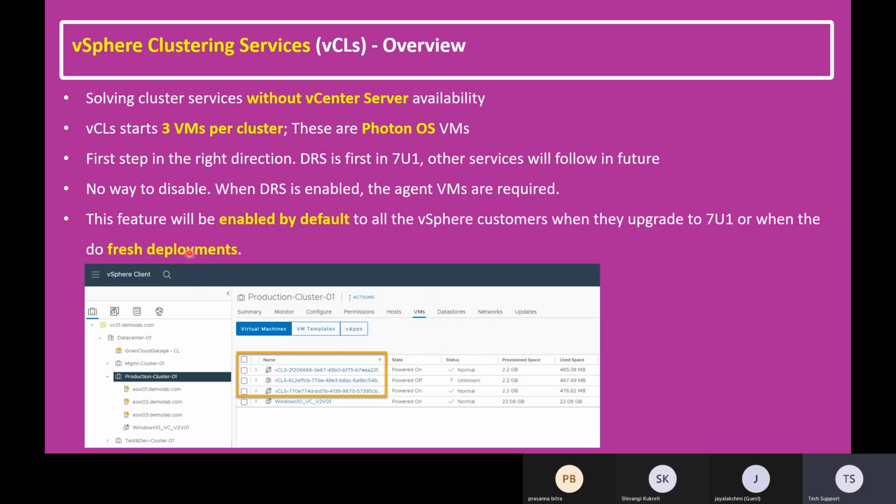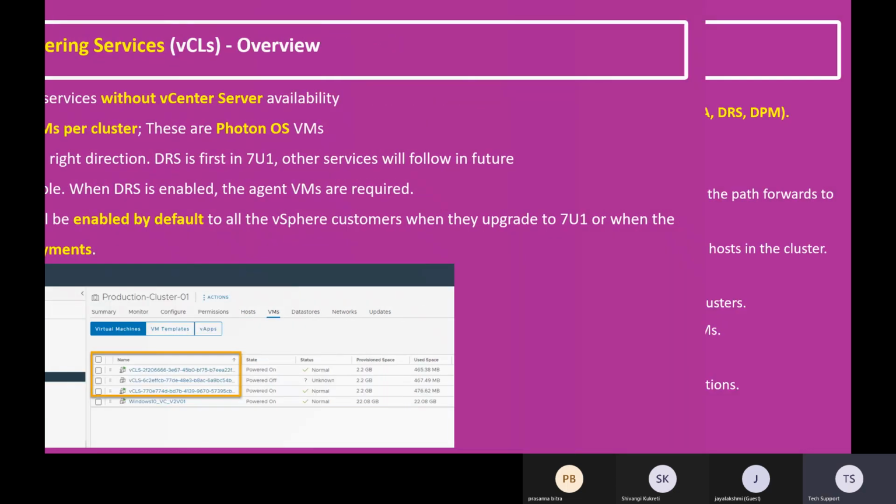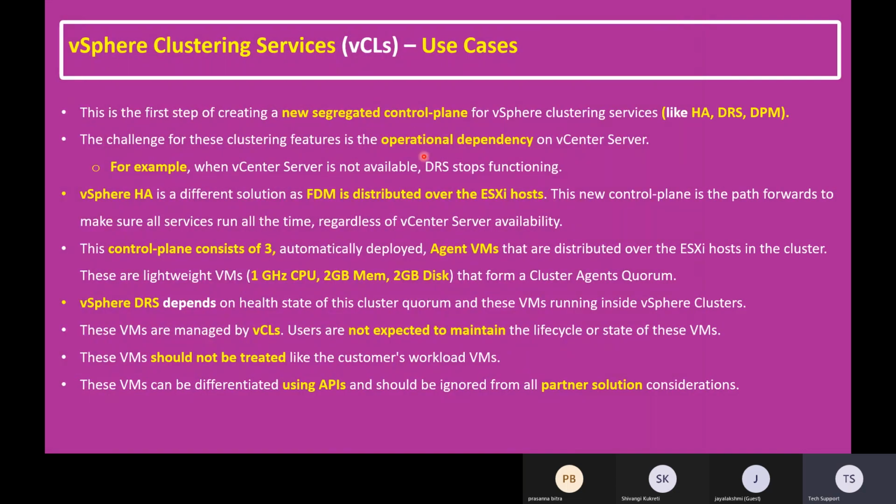And when you do a fresh deployment of a vSphere environment, 7.0 update 1 or update 2 or update 3, any latest version, these three VMs will come automatically. The use cases are mainly HA and DRS; all the features are supported. These VMs can be differentiated using APIs, application program interfaces, and should be ignored by partner solutions. If any of your partners asks for these VMs to be disabled, we need not disable them; they can be safely ignored.